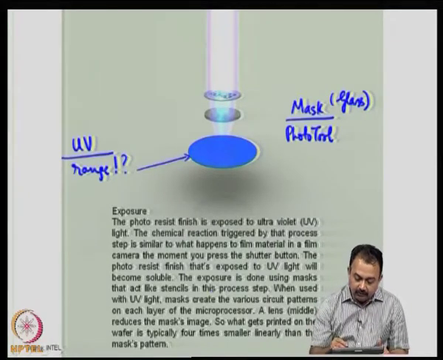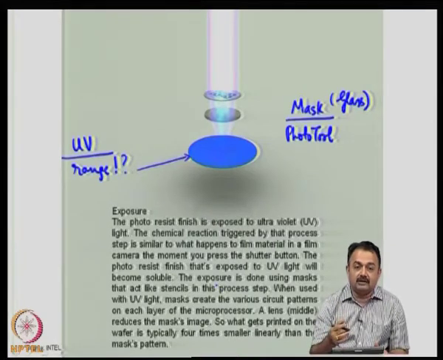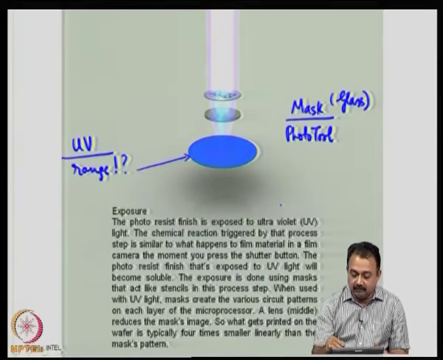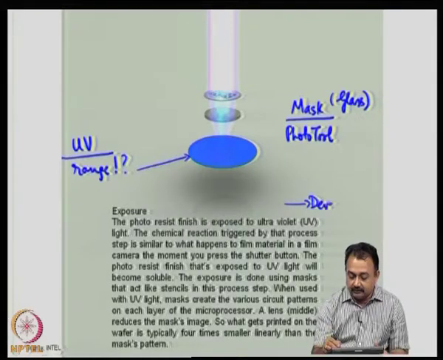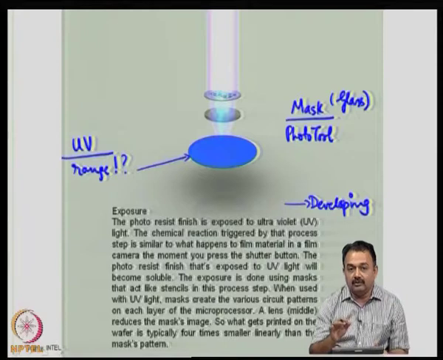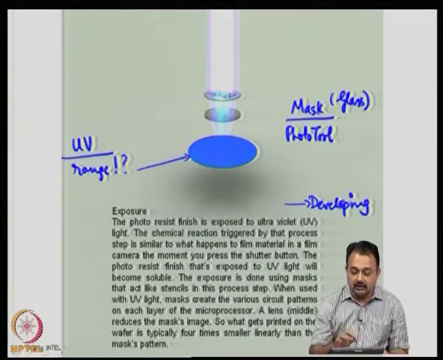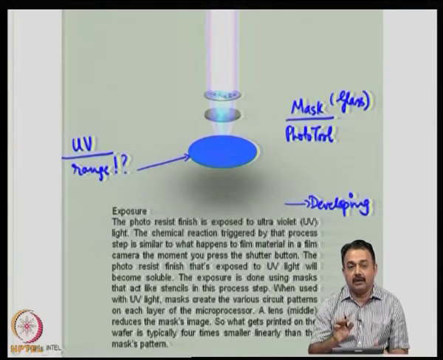Now, this exposure to UV light happens, and those areas which are exposed to light will not become soluble in the developer, because the next step is the developing process. Developing uses a particular chemical to remove unexposed photoresist, when I say unexposed to UV light. So, developing is a process which will remove unexposed photoresist material from the surface of the wafer.